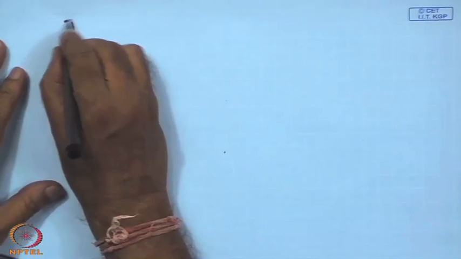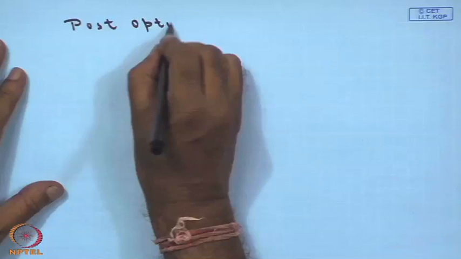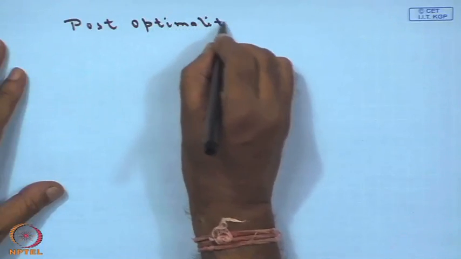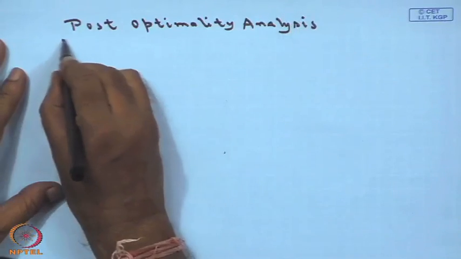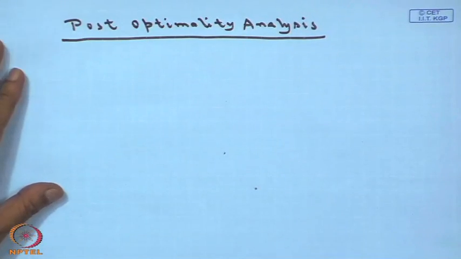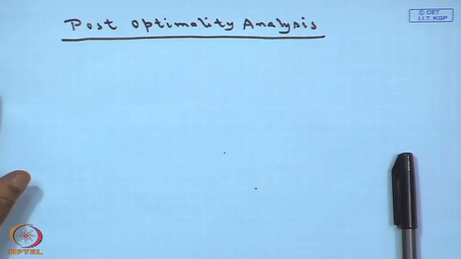Now, next we come to the next topic, we are starting post optimality analysis. What is post optimality analysis? Basically, what do we want to do? We want to study the effect of changes in the decision variables or in the optimal solution whenever you are changing the parameters of the LPP.